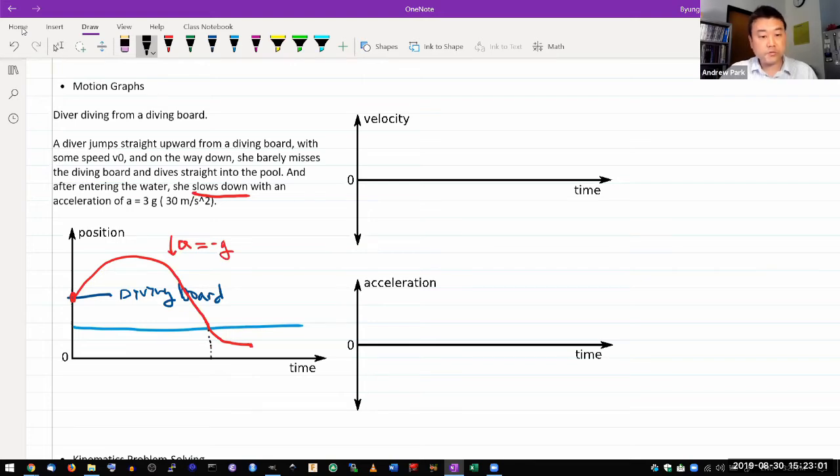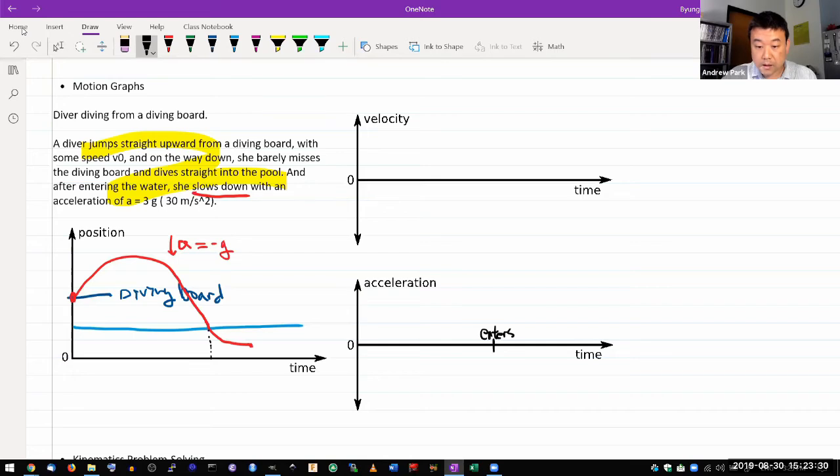So let me do that on an acceleration graph instead. On an acceleration graph, I can translate the physical situation described in this statement a lot more faithfully, because I can take a point that represents when the diver enters water.